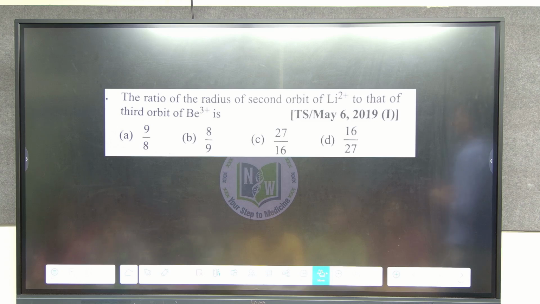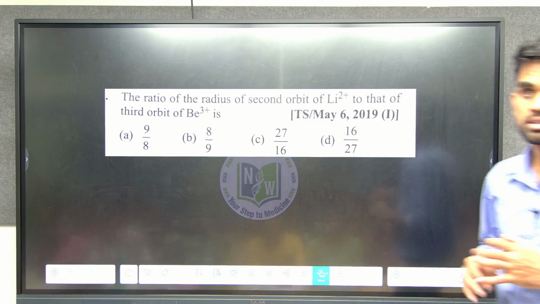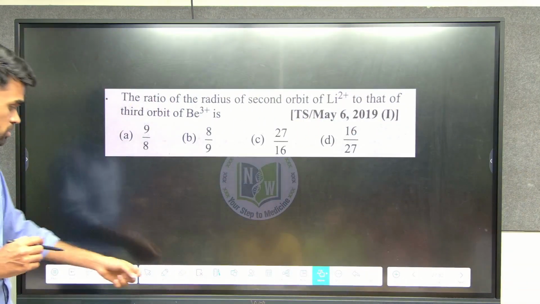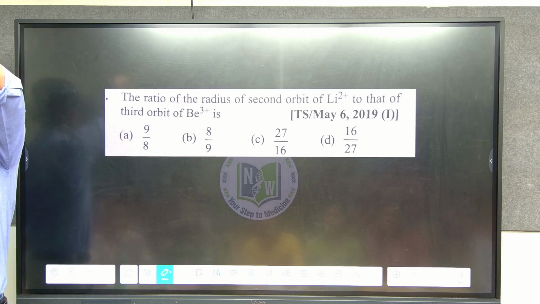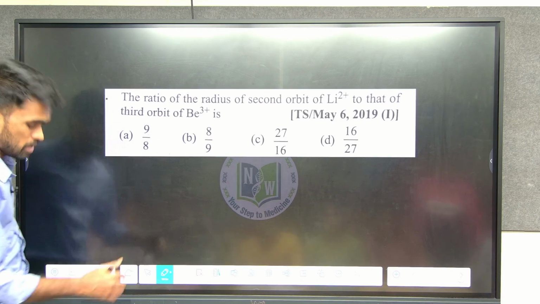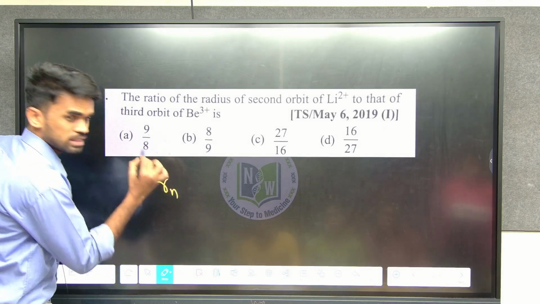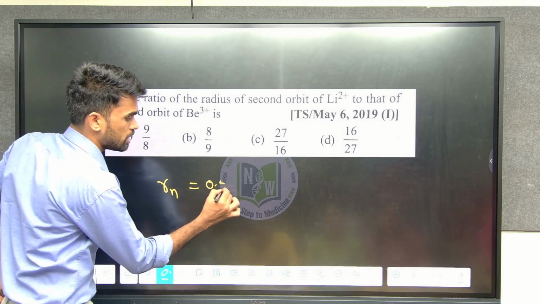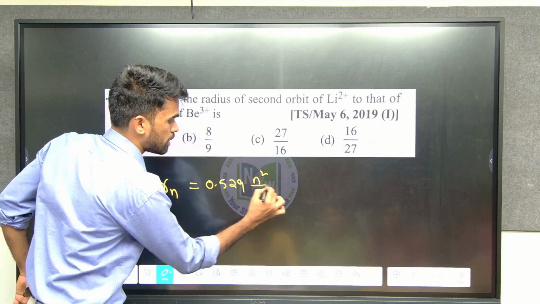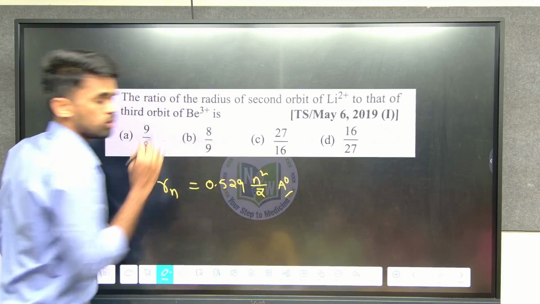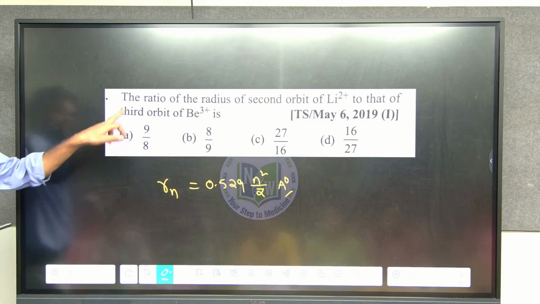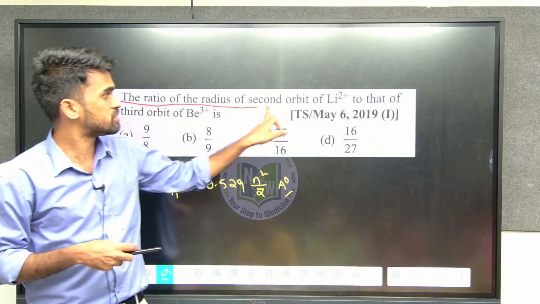How can we do this? What is the radius formula we discussed in the morning class? Anyone can say. Tell me what is the formula here. Radius of nth orbit equals 0.529 n square by z angstroms. That's it. So now what they are asking: ratio of radius of second orbit.